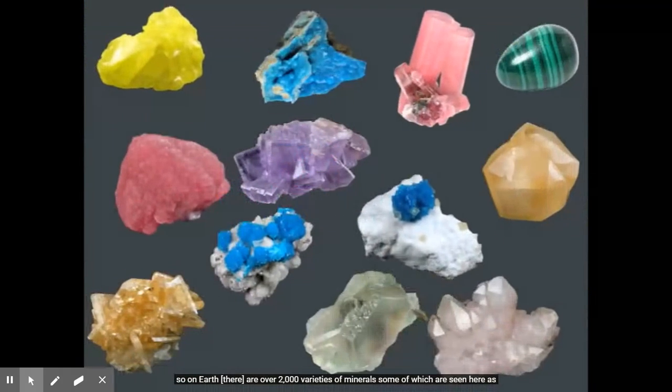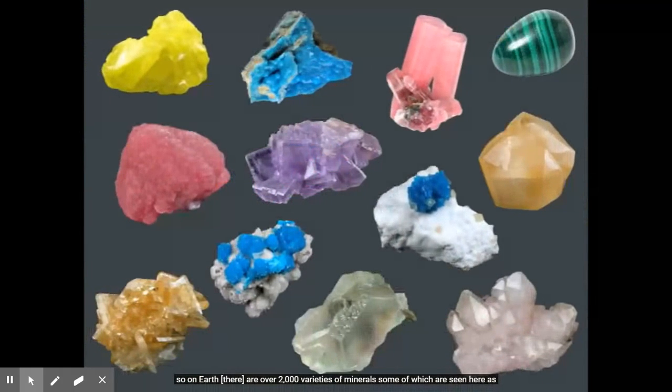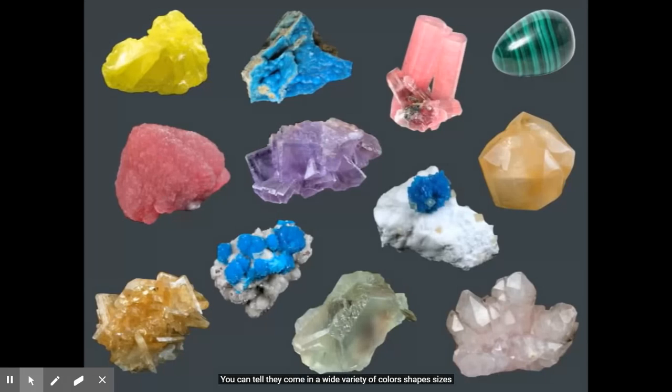So, on Earth, there are over 2,000 varieties of minerals, some of which are seen here. As you can tell, they come in a wide variety of colors, shapes, sizes, textures, and all sorts of different physical characteristics. Minerals have quite a few uses in our everyday life.